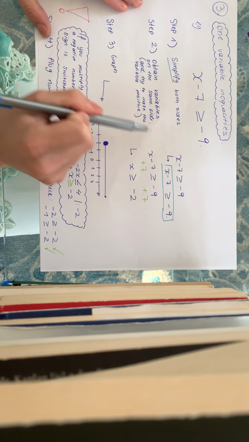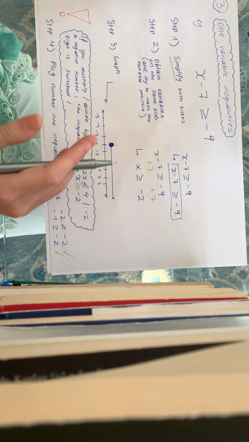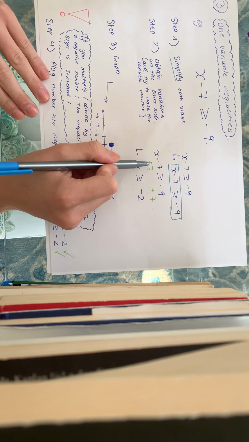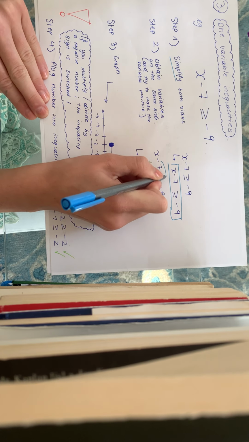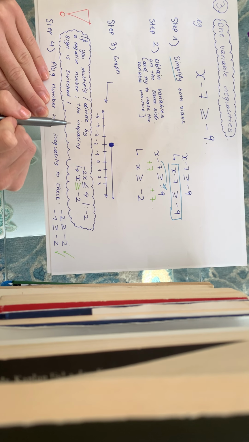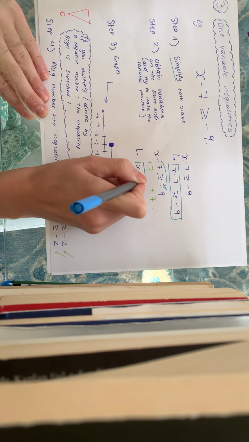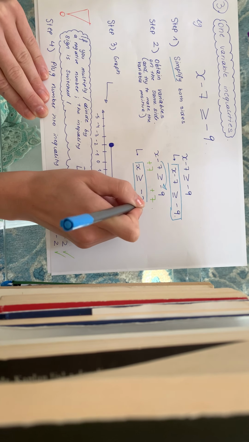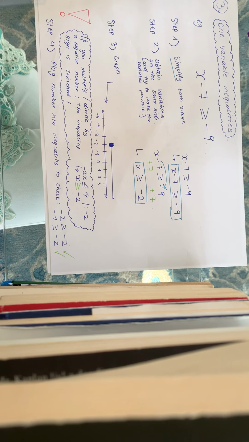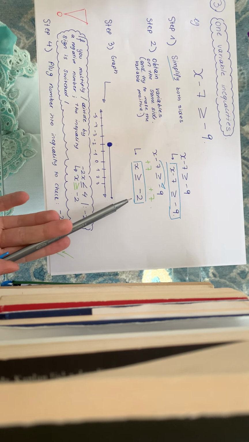Step 2 is to obtain all the variables that are similar to the same sides. So I have x on one side and the normal numbers on the other side. Here, I added 7 and put it to this side. So I added 7 on both sides. The result is that x is greater than or equal to minus 2. And that is the finished result.